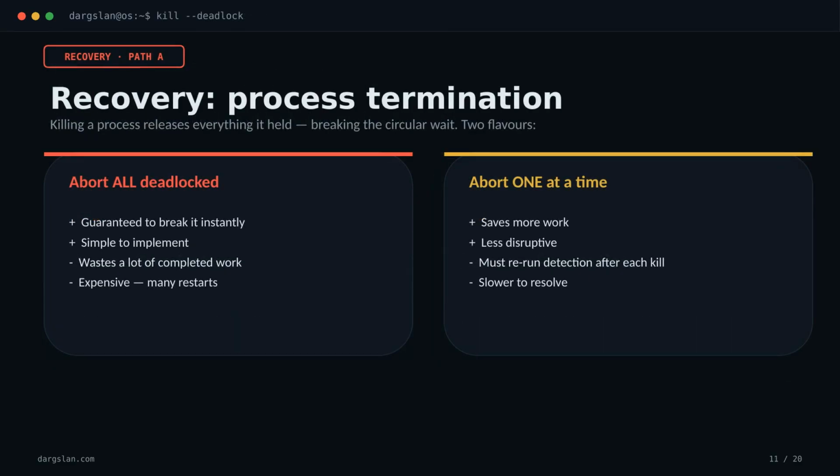Let's zoom in on path A, process termination. The blunt approach is to abort every deadlocked process at once. It's simple and it absolutely breaks the cycle in one shot, but you throw away a mountain of completed work and force a lot of restarts. The gentler version kills them one at a time, rechecking after each, which preserves more progress and is less disruptive, at the cost of running detection again after every kill, so resolution takes longer.